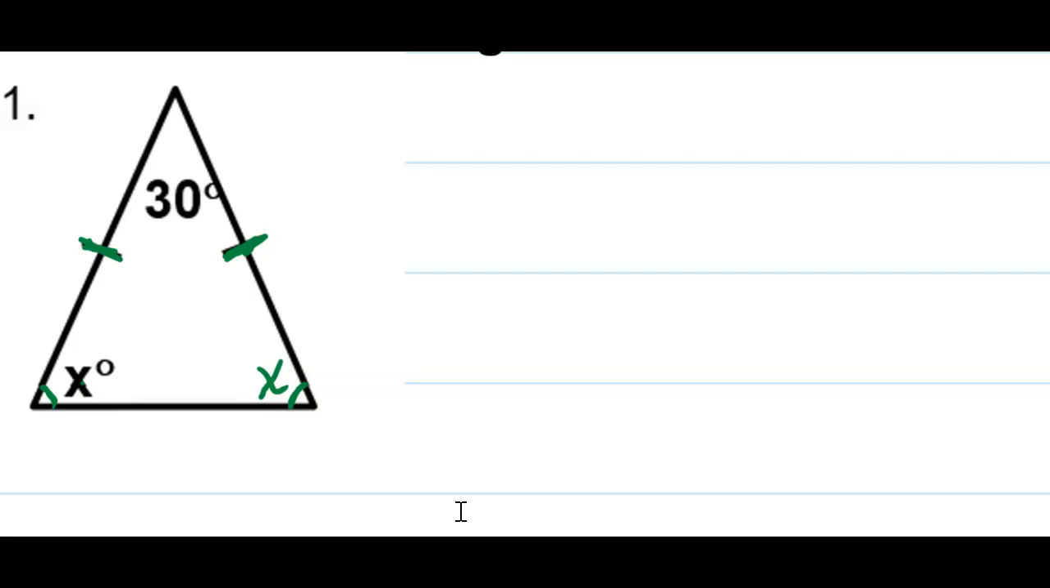So what do we know about the angle measures of a triangle? Does anybody remember? What do those three angles equal? You're close. 180, yeah. So a triangle is going to be equal to 180 degrees. So let's write that down. A triangle is equal to 180 degrees.